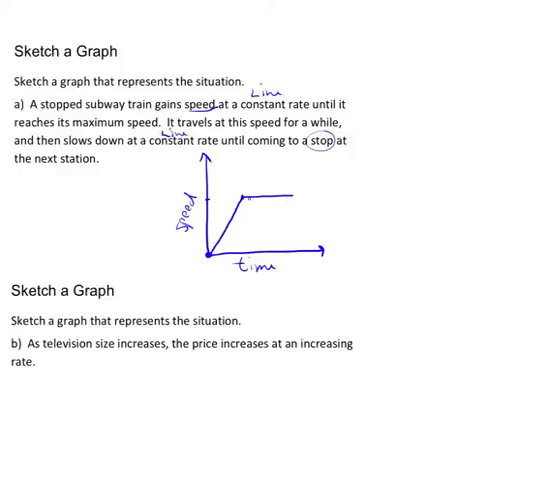So let's say it's going 50 miles an hour. It's going constant at 50 miles an hour, so it's not gaining or dropping or decreasing. So then it's slowing down at a constant rate. So usually I like a train to slow down slower, so I'm going to make it a less steep constant rate.